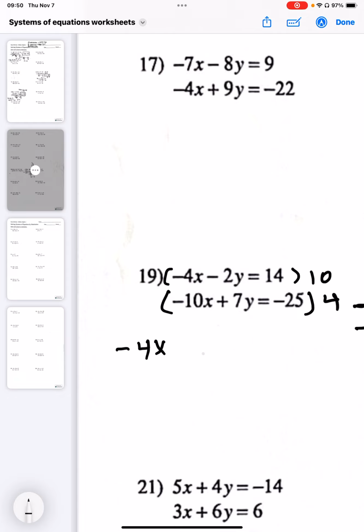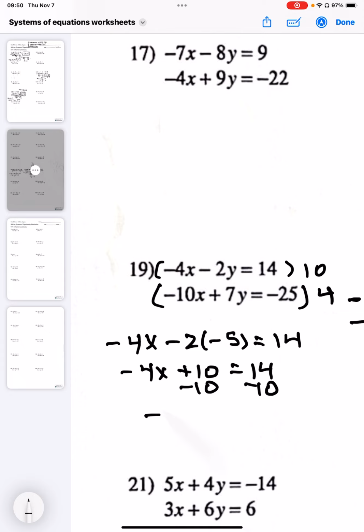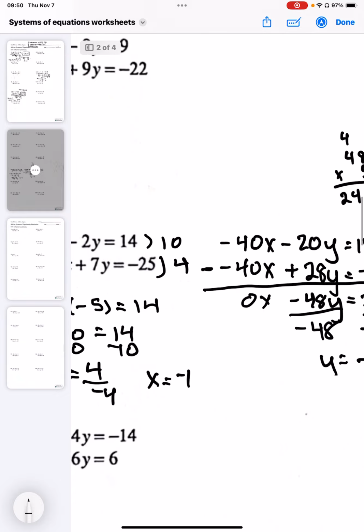So I'm going to go negative 4x minus 2 times negative 5. Can't forget the negative. Equal to 14. So we get negative 4x plus 10 is equal to 14. If we subtract 10 from both sides, we're going to get negative 4x is equal to 4. Divide by negative 4, we're going to get x equals negative 1. So now our final answer is negative 1, negative 5.